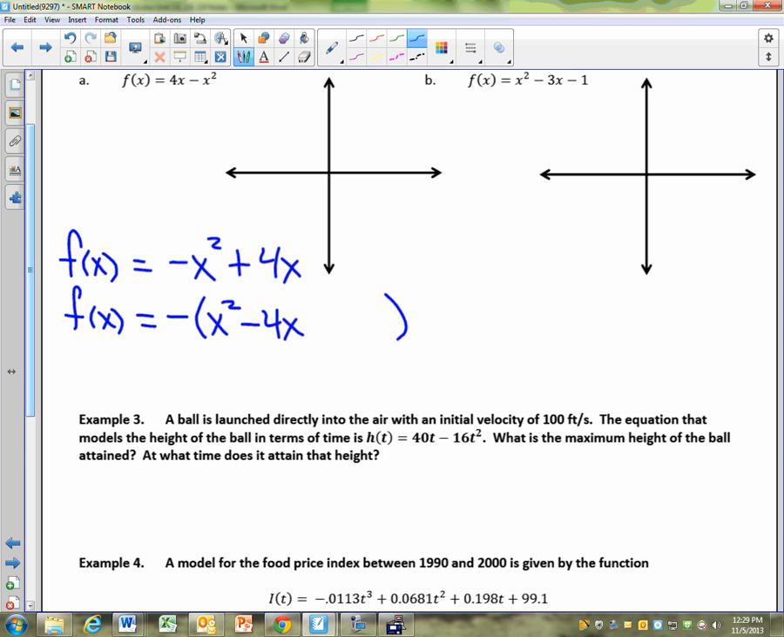Here's the part you've got to wrestle with, everybody. This is the most difficult part. These next two questions. First of all, what number do you add in to complete the square? 4.